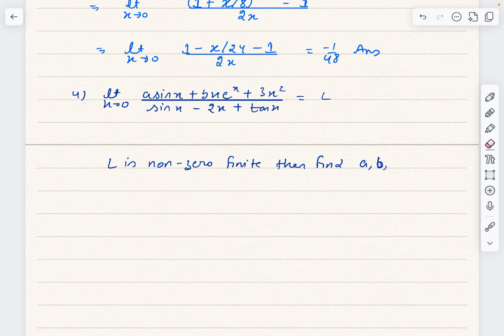Okay, this is the same L here. So if L is non-zero finite, then find the values of a, b and L. Okay guys, give it a try, then we'll start the discussion. Let's start now.